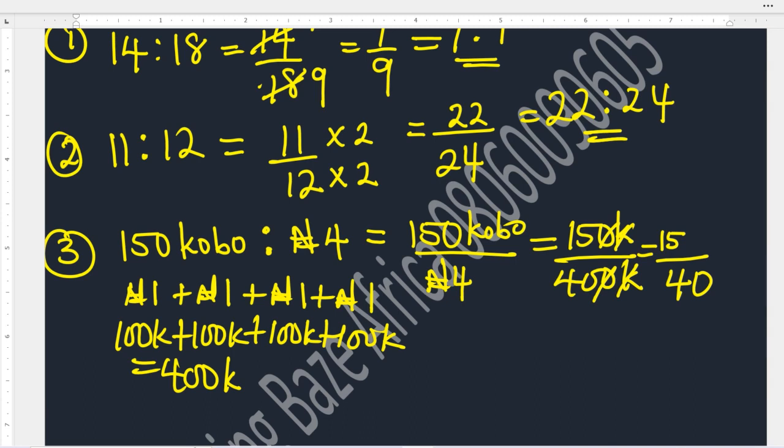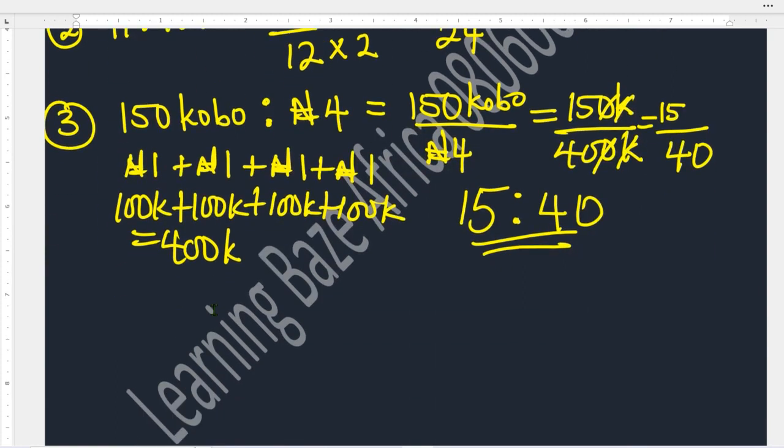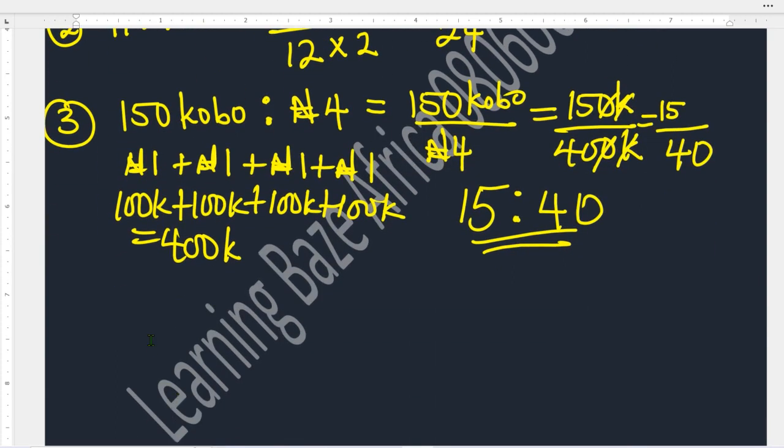Now write this fraction back as a ratio. Don't forget. Write the fraction back as a ratio. So that will be ratio 15 is to 40. So this is how to express ratio in different units as simple as possible. Now let's look at another question.